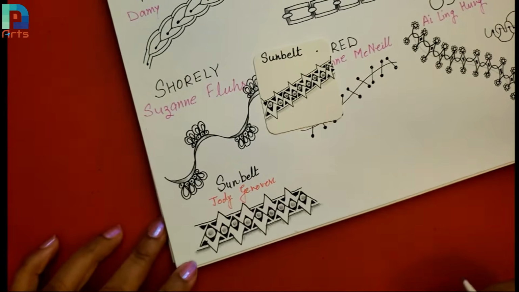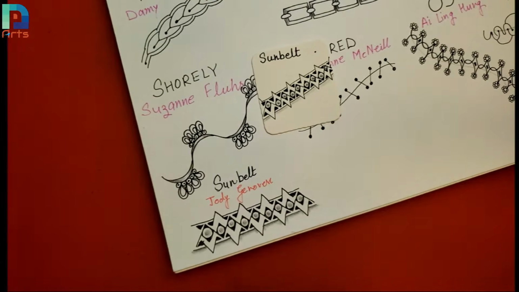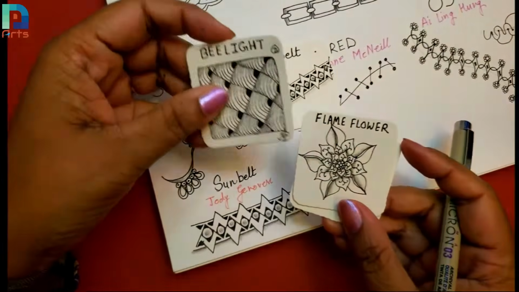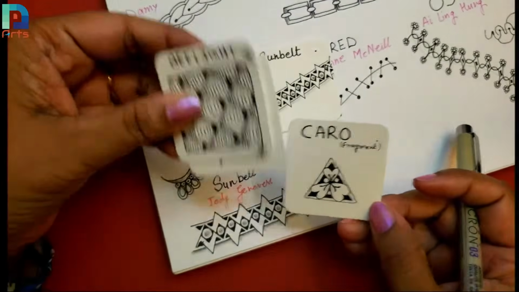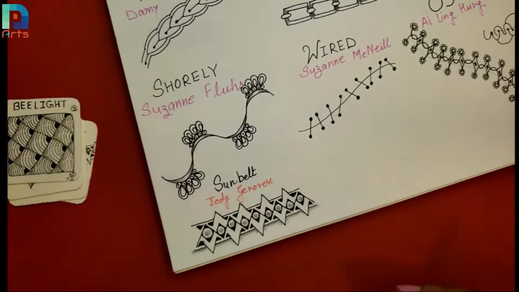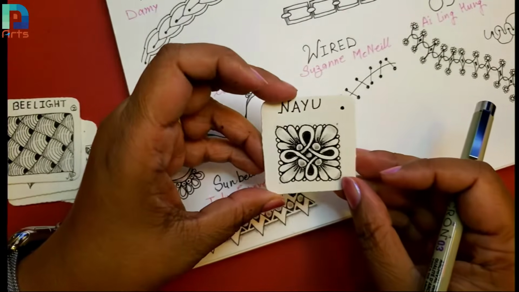So this is the Sunbelt tangle. Roberta is drawing, Deborah is drawing, Sujit is drawing, Helen is drawing. That's so cool. Nice. So we are done with the four tangles so far: Day 1 Beelight, Day 2 Flame Flower, Day 3 Caro, Day 4 Sunbelt. And now we are moving forward to day 5. So day 5 is the Nayu tangle.